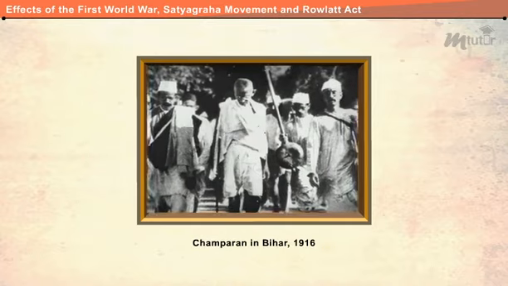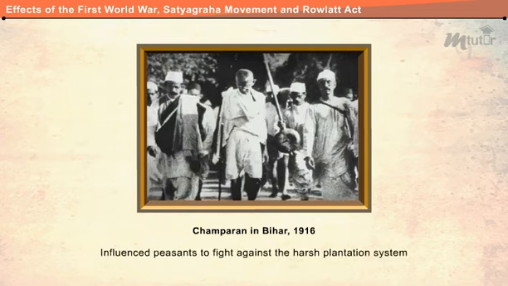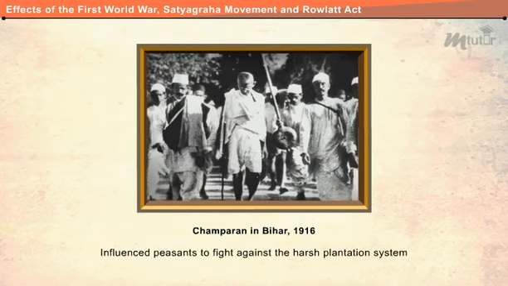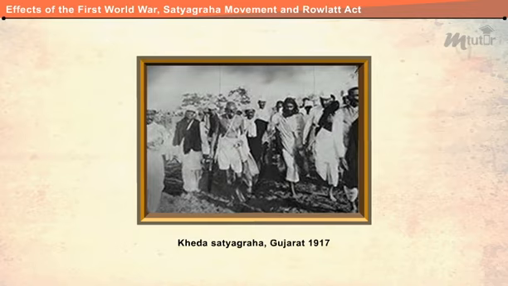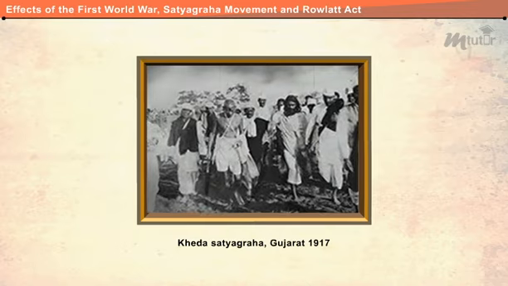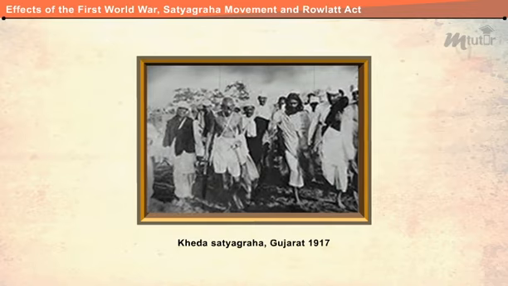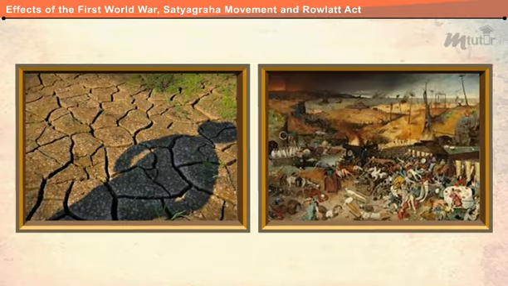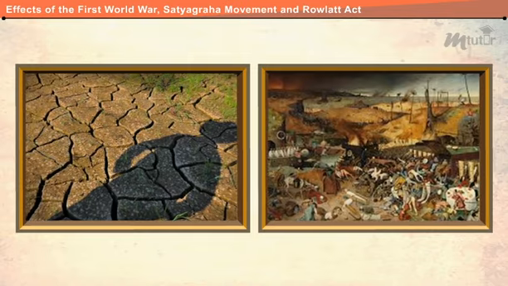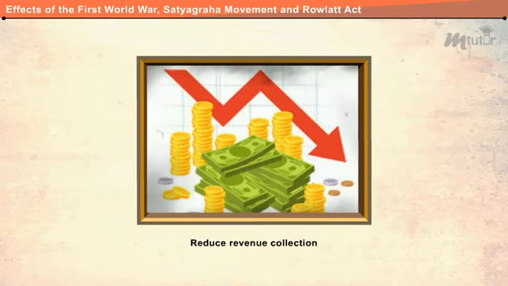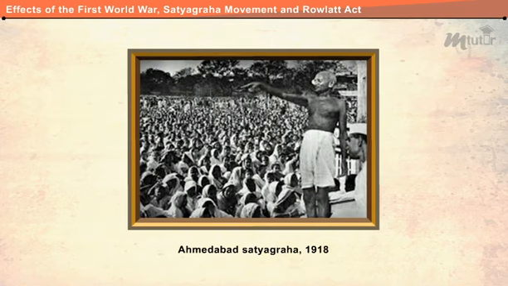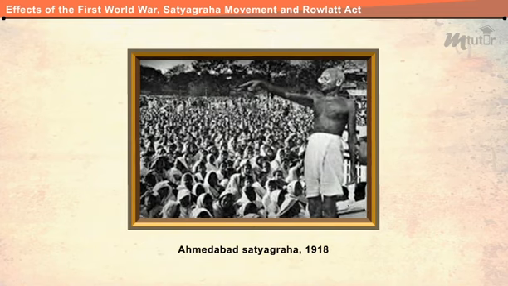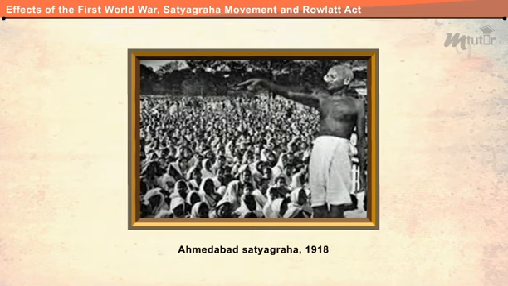During 1916, he started traveling to Champaran in Bihar and influenced peasants to fight against the harsh plantation system. Next, in 1917, he arranged a Satyagraha in Khera district of Gujarat to support the farmers. Crops did not yield sufficient food, and there was a plague outbreak in Khera, so farmers requested to relax the revenue collection. Next, in 1918, Mahatma Gandhi went to Ahmedabad for a Satyagraha movement among the cotton mill workers.